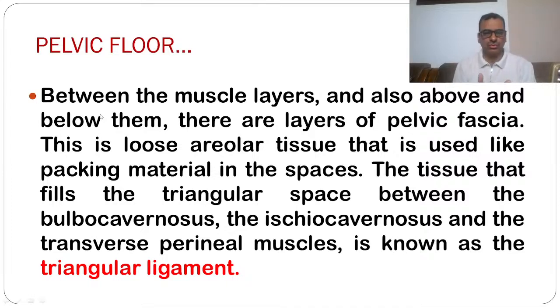This pelvic floor, apart from muscles, also contains some soft tissue that is known as pelvic fascia. This is loose areolar tissue and is used like packing material in the space. The tissue fills the triangular space between the bulbocavernous and the ischio-cavernous muscle and the transverse perineal muscle, and this is known as triangular ligament.